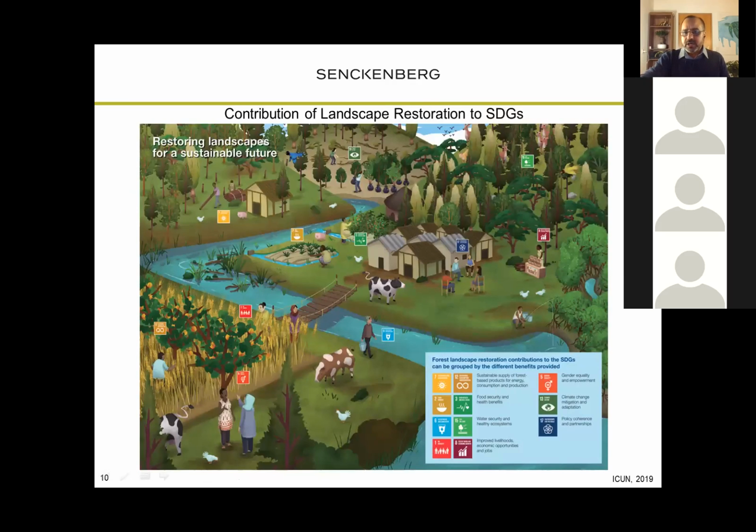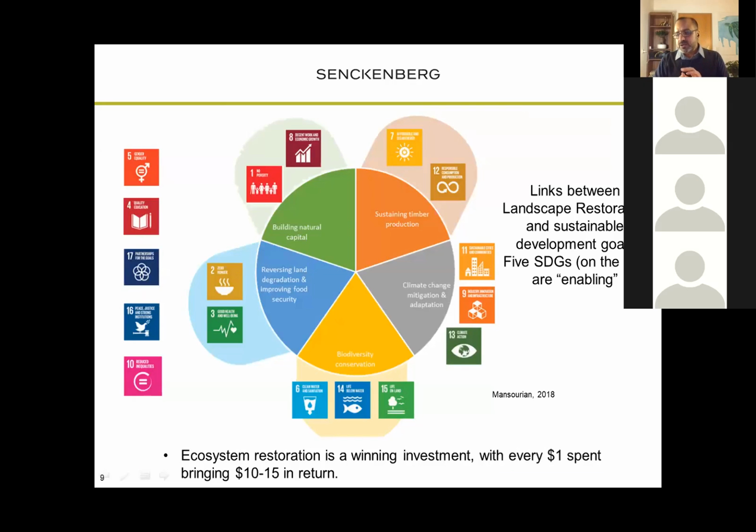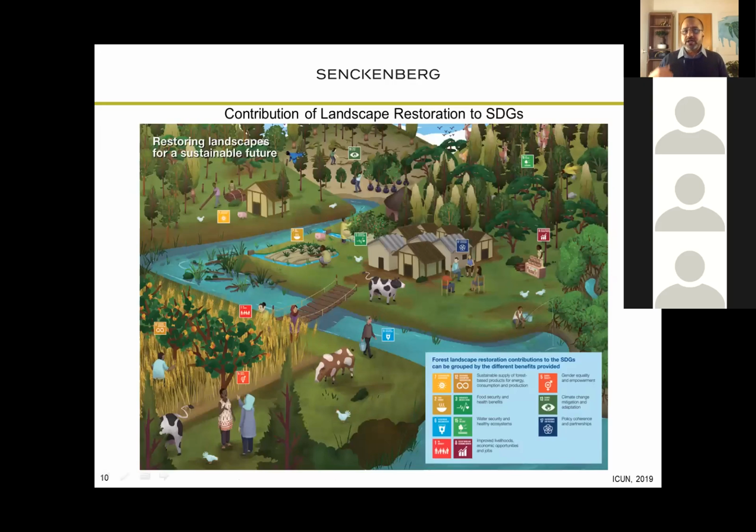And again, I tried, especially for you guys from academia, to quote all sources. Most of these are from research articles or other verified sources, so they're reliable. Again, I'm talking about the same thing in another form: how this restoration can improve or contribute to different SDGs. And you can very well see, from gender equality to poverty, everything is directly related, including clean water.